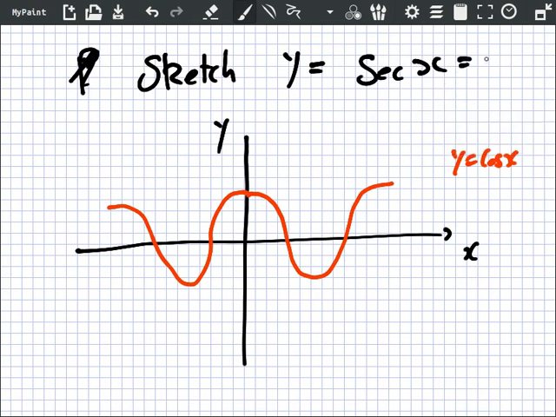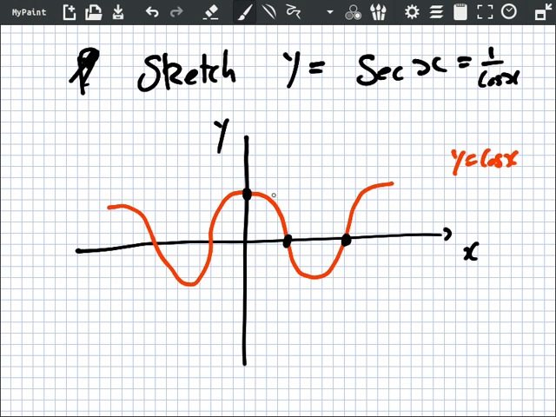So sec x is 1 over cos x. So that means here and here, what happens? You see, because you have 0 here, you have 1 over 0. So what happens here? It's very big. What is here? 1 over 1. It's still 1.